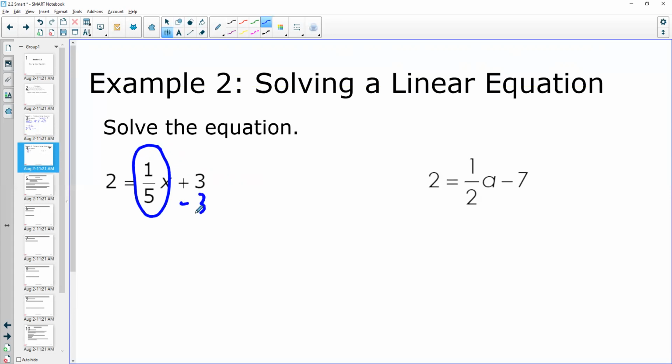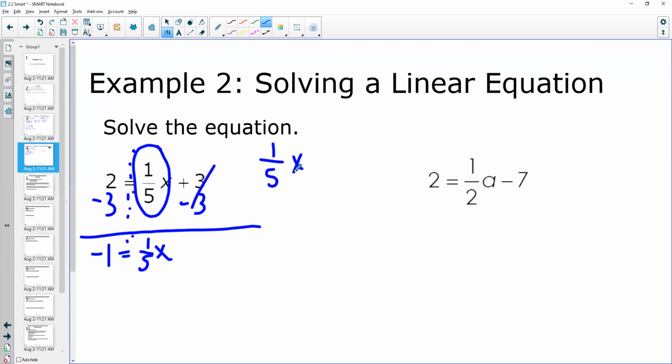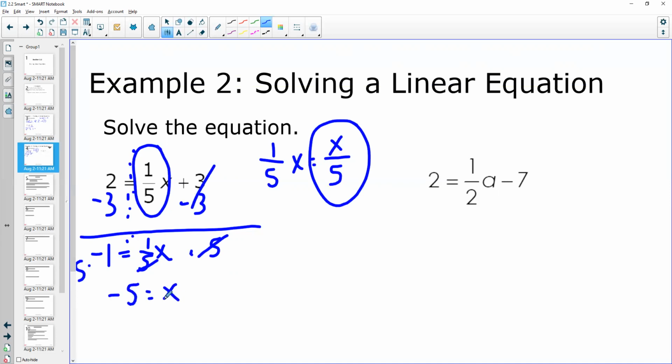So I'm going to subtract the 3 because it's being added, from both sides. If you get lost, draw a line through the equal sign, and that will help. I get negative 1 equals 1/5 x. So when I write 1/5 x, it's really the same as writing x over 5. Those are equivalent. So this x over 5 is division. The opposite of it is multiplication. So I'm going to multiply both sides by what's in the denominator, which is 5. It's going to cancel those 5s out. On the left, I'm going to get negative 5. On the right, I'm just going to get x.